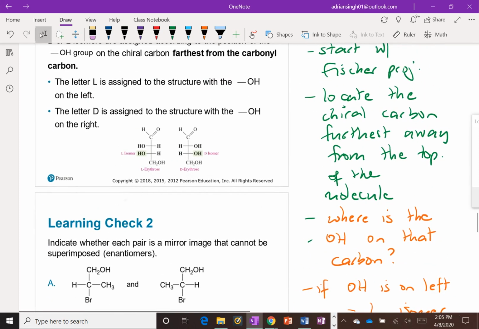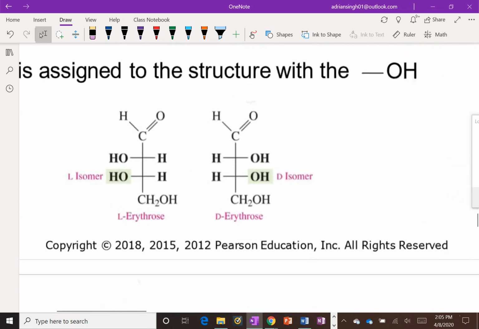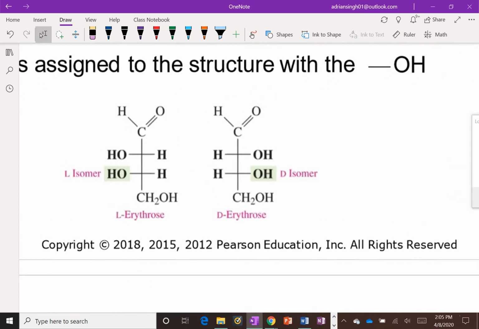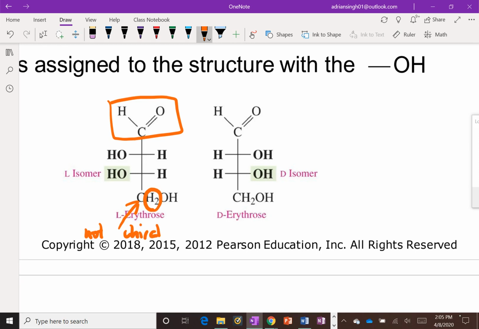So if we look at this 4-carbon sugar here, this is erythrose, and this is our Fischer projection. We have, in this case, the aldehyde group at the top. So we're trying to find the chiral carbon that's furthest away from the top, meaning the best way to do this is to start at the bottom. So we'll ask ourselves, is this carbon here at the bottom chiral? And the answer is no, it's not chiral, because it's connected to 2 H's, which are the same.